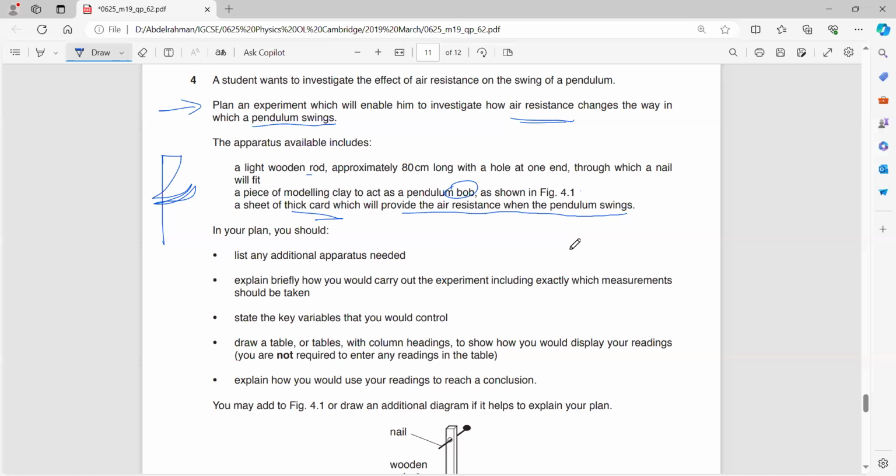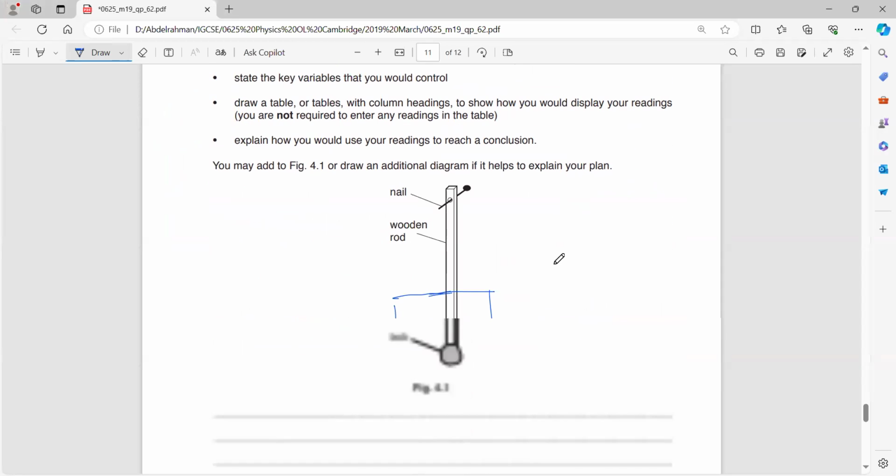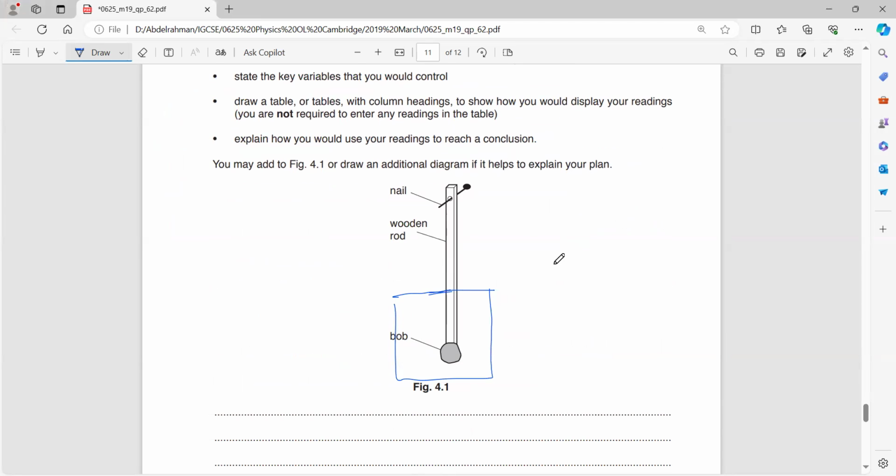Of course, you are required to list any additional apparatuses. Definitely, the missing apparatus for this question is the stopwatch. The stopwatch and a ruler, for example. You need a ruler. Why do I need a ruler? I need a ruler to measure the length of the pendulum. I need the ruler to measure the area of this piece of card.